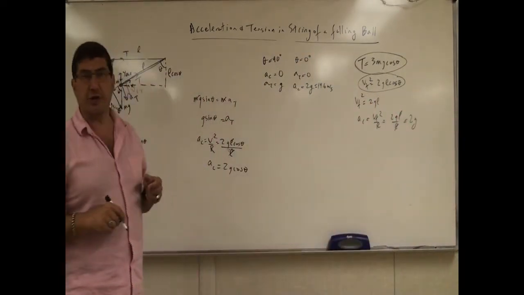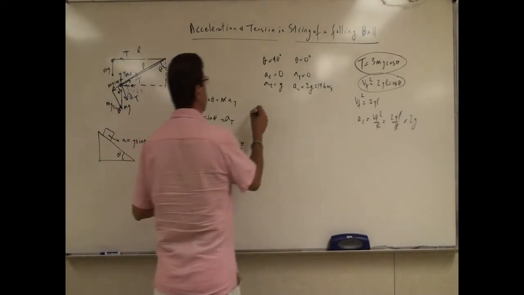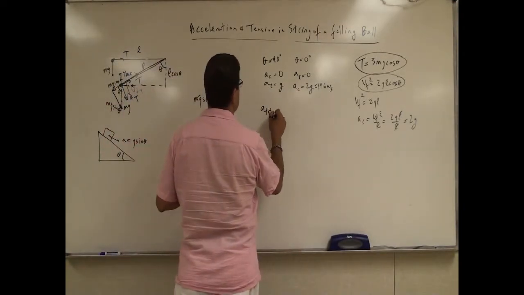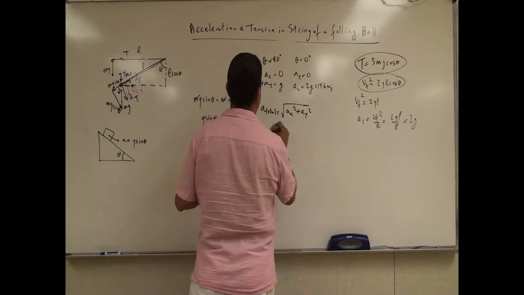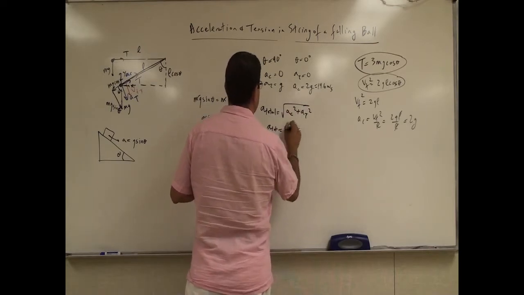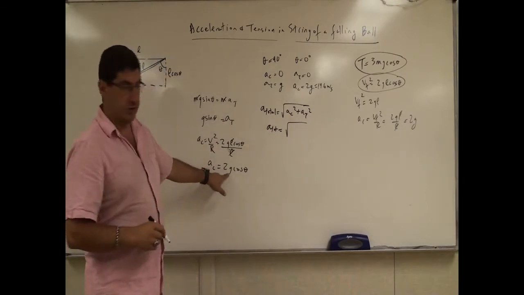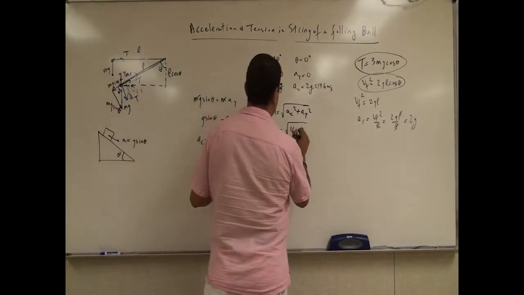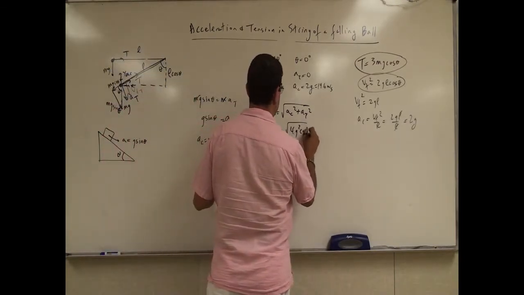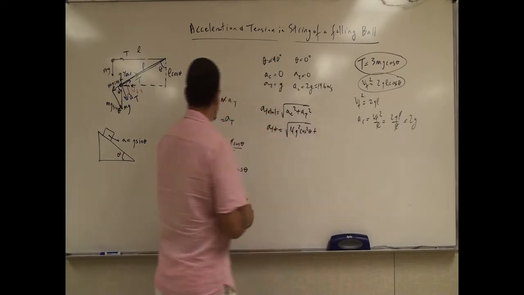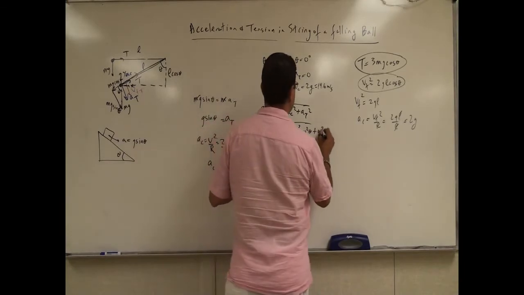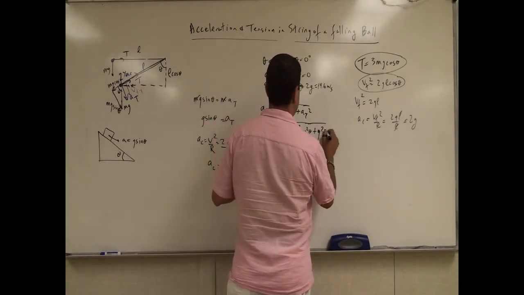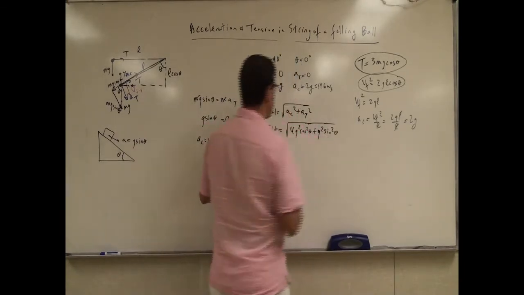So therefore, the equation for the total acceleration is going to be what? A total is the square root of A centripetal squared plus A tangential squared. And then A centripetal is this one, so you square that one. 4g squared cosine squared theta plus then A tangential squared, you square this one. You're going to get here g squared sine squared theta.